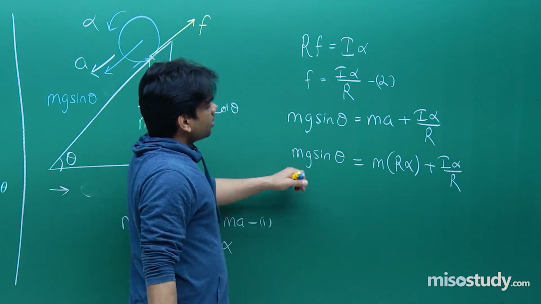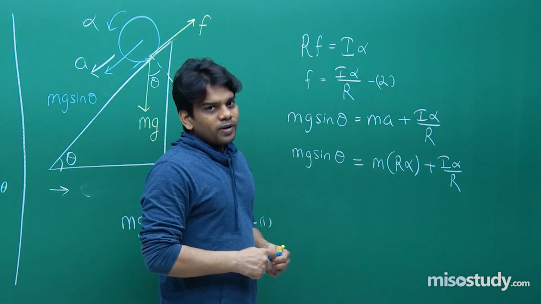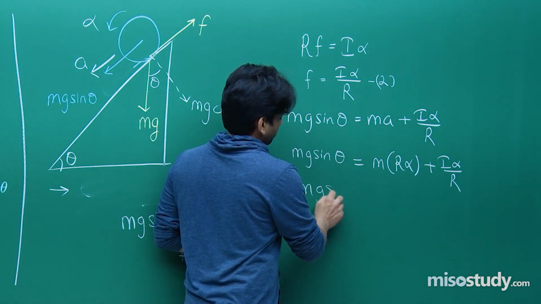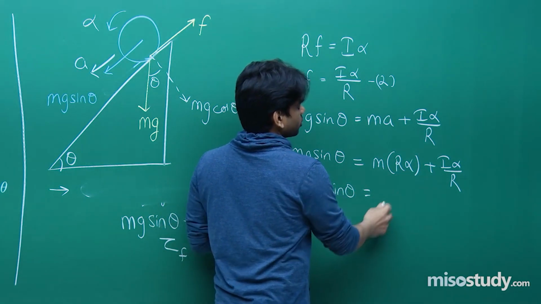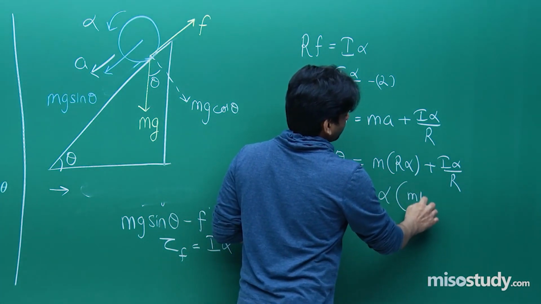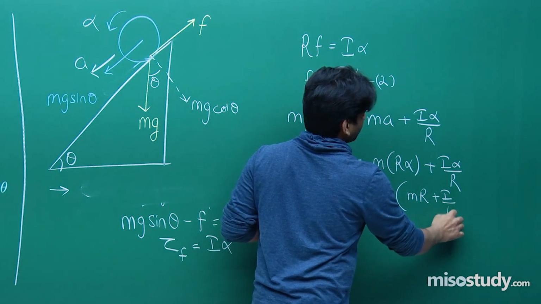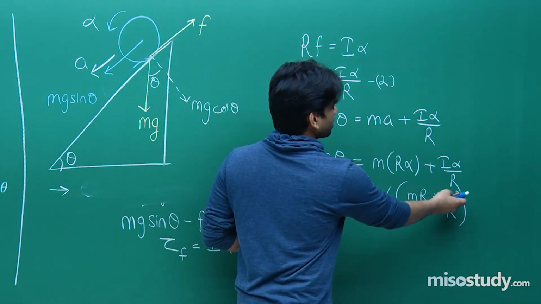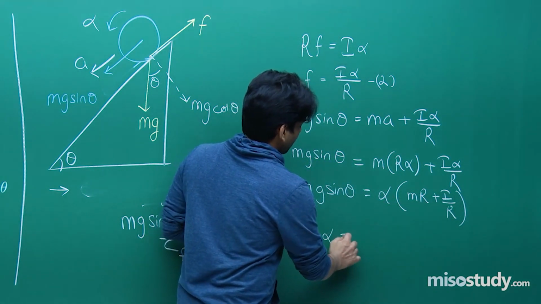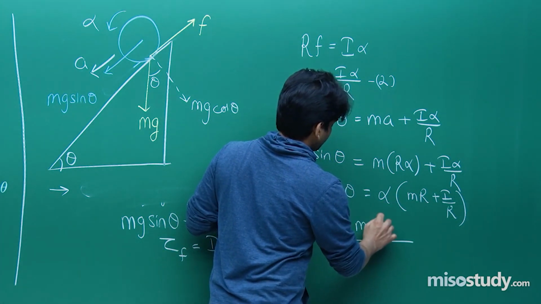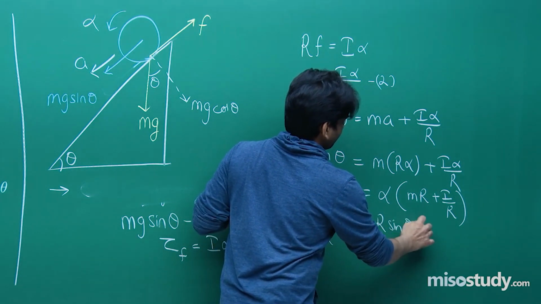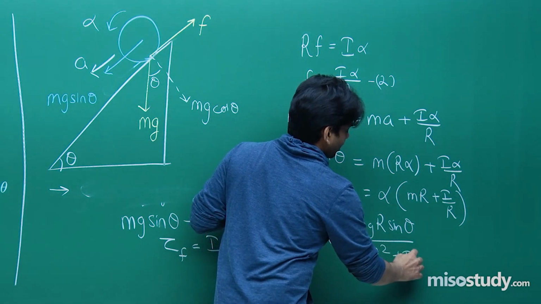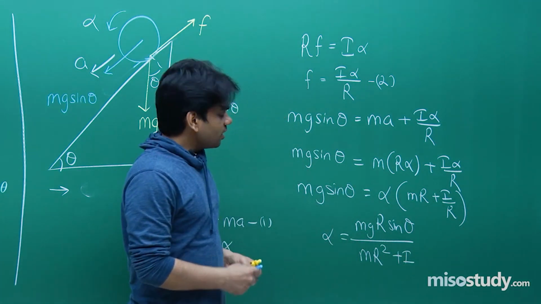Now easily we can frame an equation for the value of alpha. We will obtain mg sin theta. Take alpha as common. You will be getting mR plus I by R. Alpha will turn out to be mg sin theta, with R in the denominator, over mR square plus I. So alpha equals mgR sin theta divided by mR square plus I. This is the value of alpha.